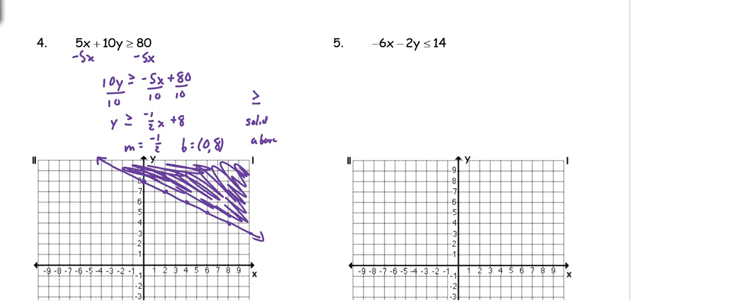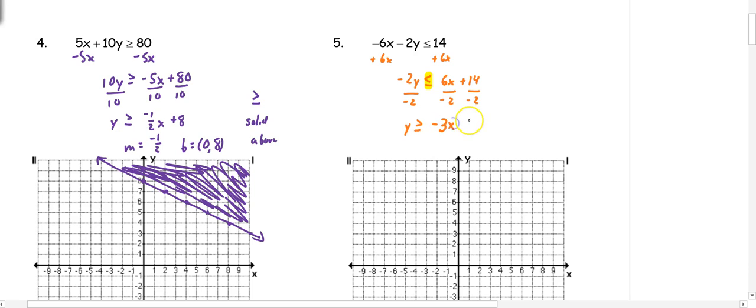Number 5, to solve for y, the first thing we're going to do is add 6x to both sides. Negative 2y is less than or equal to 6x plus 14. And then we're going to divide by negative 2. Now remember, when we divide by a negative number, just like when we are solving for one variable, we have to flip our inequality sign. So instead of y is less than, it's now going to be y is greater than or equal to negative 3x minus 7.